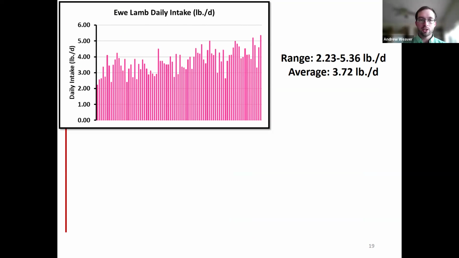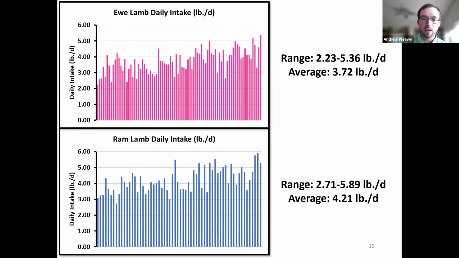So to show you some variation in terms of daily intake, this is our ewe lambs here. And so we've seen this, again, across 4 different contemporary groups, a couple years worth of doing this. Range is anywhere from 2.23 to 5.36 with an average about 3.75 pounds per day on the females. On the ram lamb intakes, slightly more, 2.71 to 5.89, with an average about 4.2. So the ram lambs on average are eating about a half pound more per day, which would be expected.